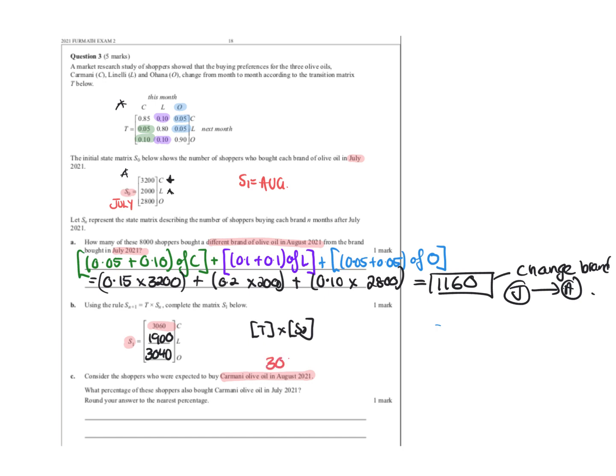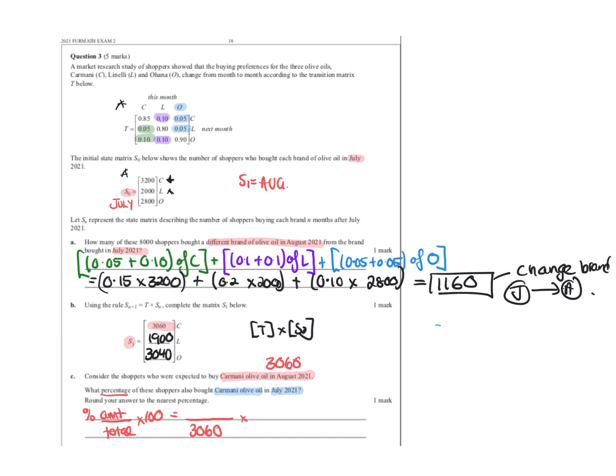So of those ones, it says what percentage. Remember, percentage is always an amount out of the total times 100. So what percentage of these shoppers, so you know the total now, because they said it's of those C brands, so we can say of that. What percentage of these shoppers also bought Carmine olive oil in July 2001?